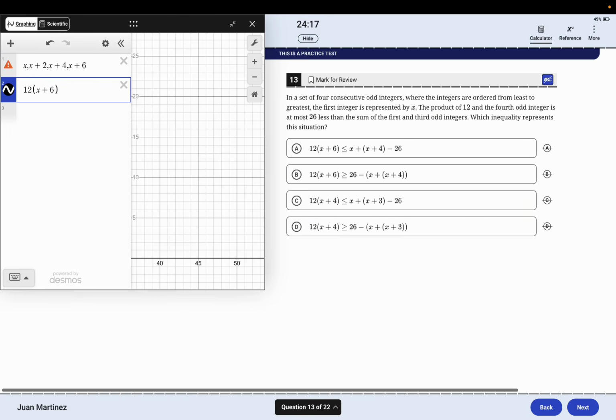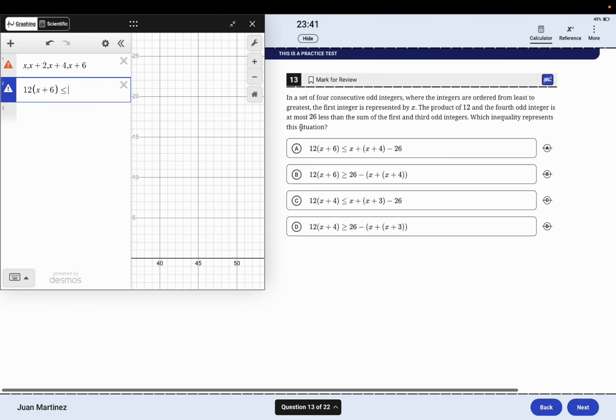is at most 26. Okay, so at most is less than or equal to. The reason why it's less than or equal to, you can think of it like the biggest number you can get to is 26, right? Because less than or equal to is saying less than or equal to some number, right? So at most it's equal to a number. It's hard to explain, but you should just know that if it says at most, it's less than or equal to. Right? Hopefully you understand that.